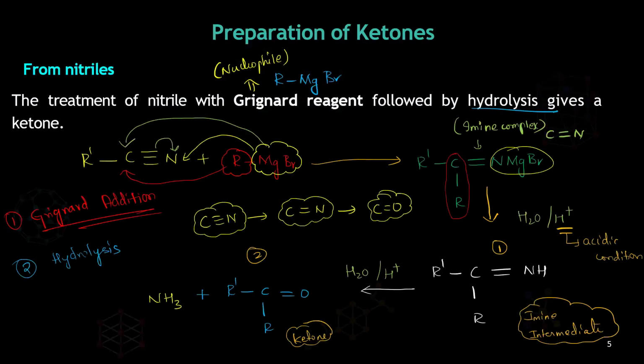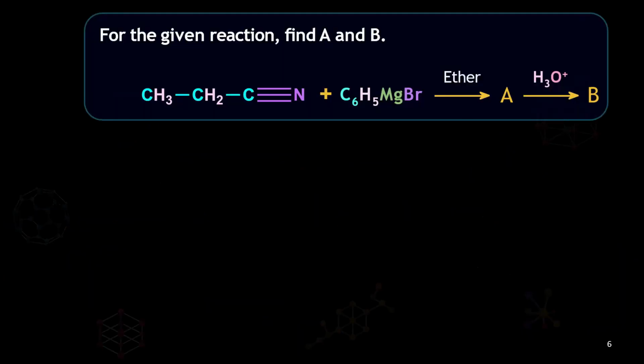So by this condition, where does the MgBr and all these get attached? You can tell. First of all, where will the bond be broken? And where will the MgBr attach? MgBr will attach to the nitrogen.